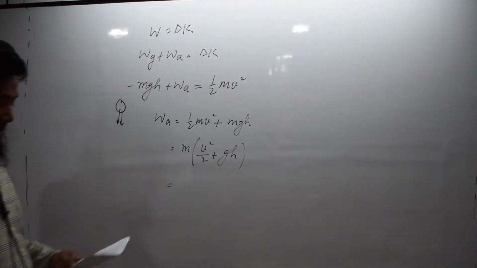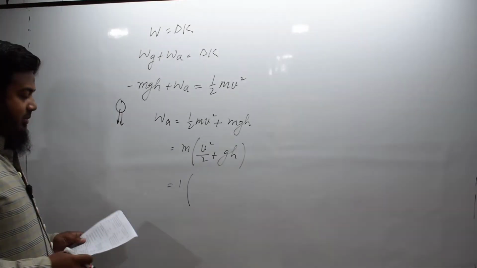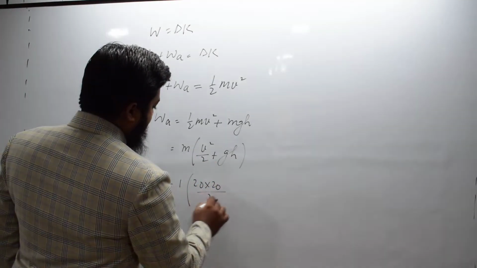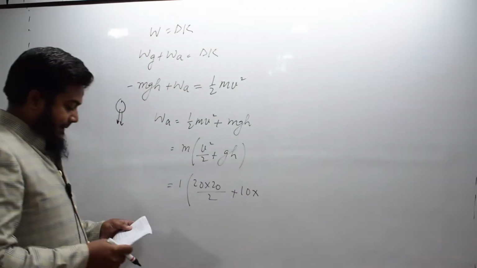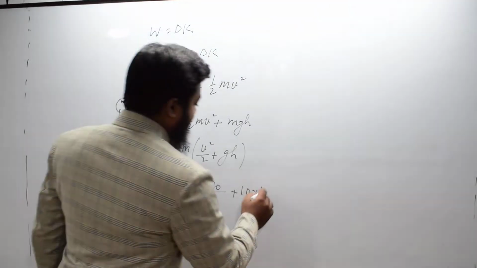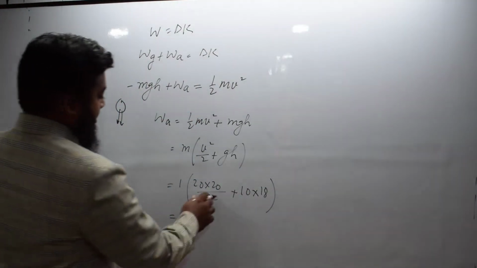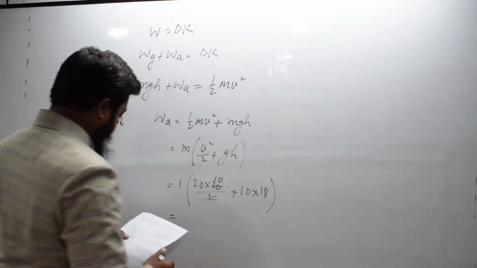Now put the values. m is 1 kilogram, initial velocity 20 meter per second. So, 20 into 20 upon 2 plus g, let us take g as 10, and h is 18 meter. So, this becomes 200 plus 180.